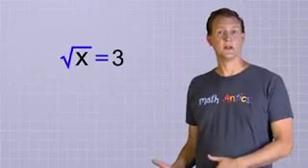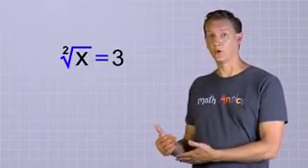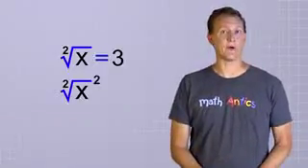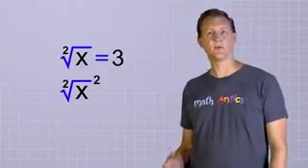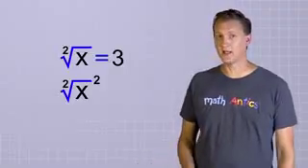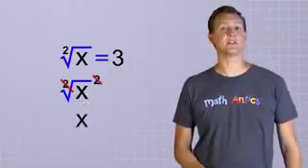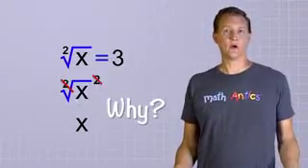So in this equation, to undo the second root or square root of x, we're going to need to raise it to the second power or square it. If we square the square root of x, those operations will cancel out and we'll be left with just x. But why does that work?